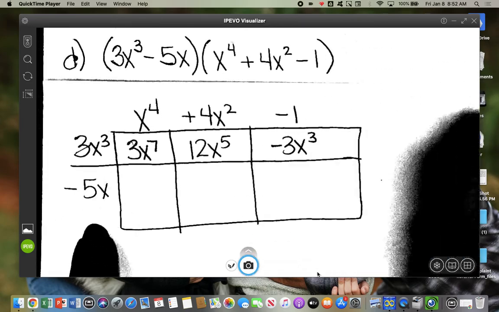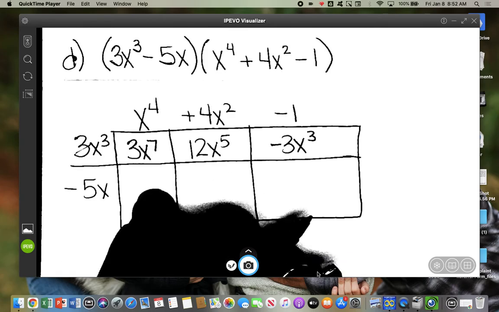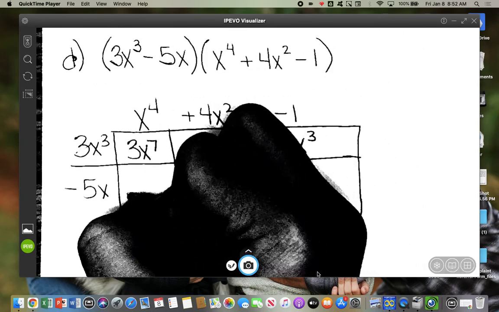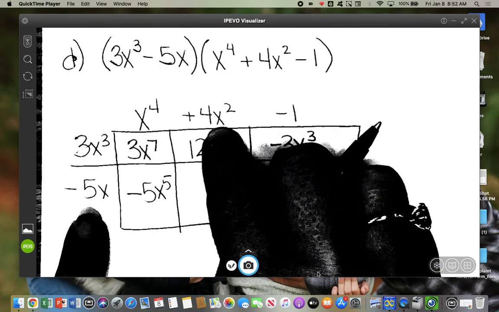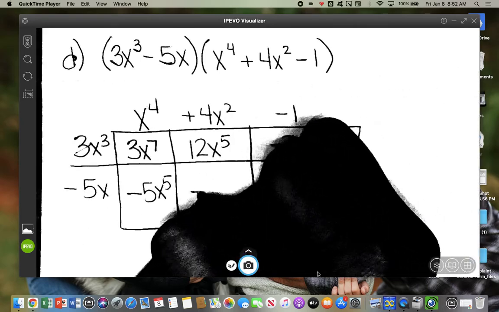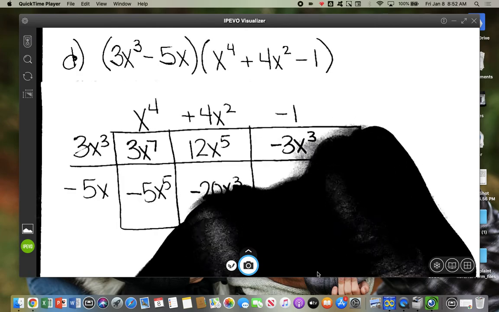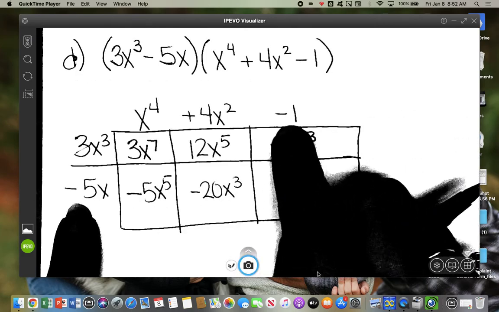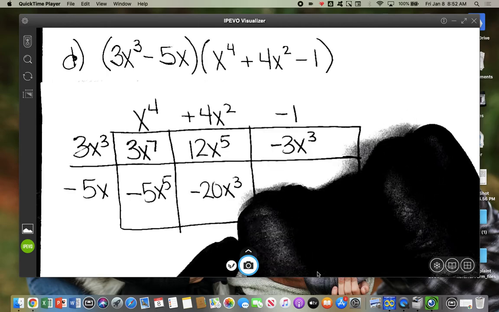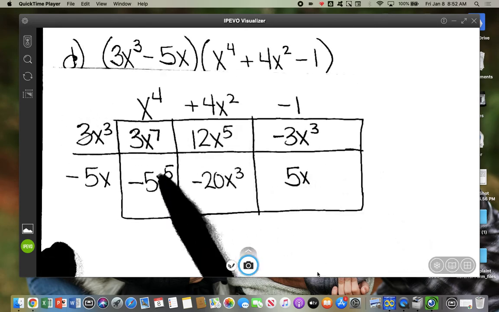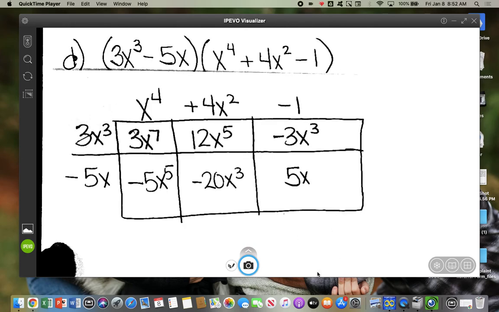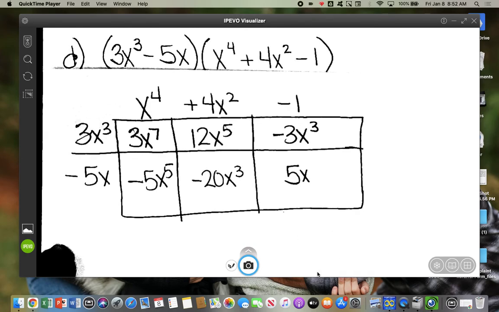All right, then you do the same thing here. Negative 5x times x to the 4th. And then negative 5 times 4x squared. Yep, and then negative 5 times negative 1. 5x. So then you kind of have all of your terms lined up, and do you notice the like terms are like in diagonals? It kind of groups your like terms together.